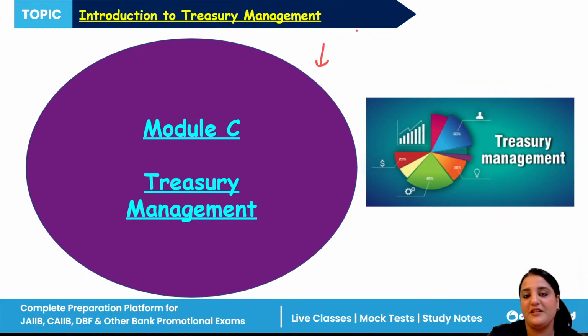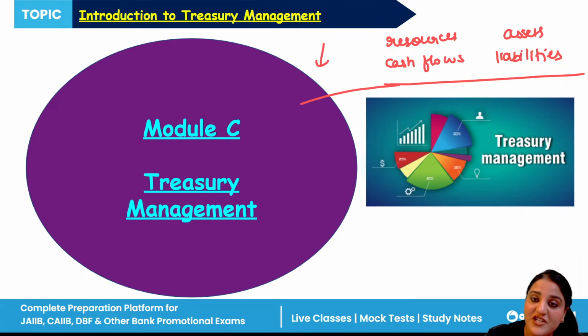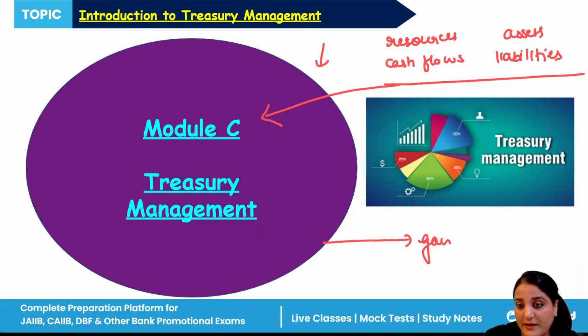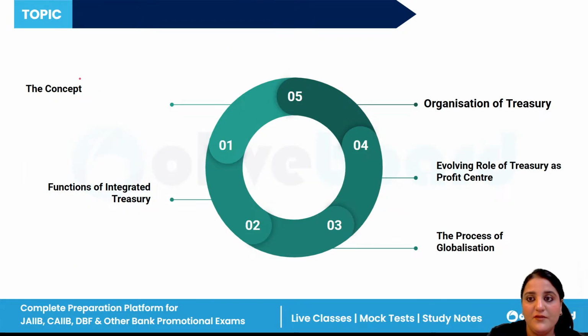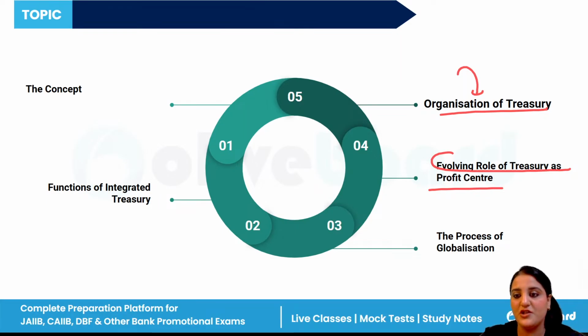Then we have treasury management, all the management of bank related to resources, cash flows, assets, liabilities, all the things related to a bank are managed in this treasury management. It generally helps how to gain profit and everything. That is about treasury management. In this we will first learn the organization of the treasury, evolving role of treasury as profit center, the process of globalization, as you know that now globalization is there.